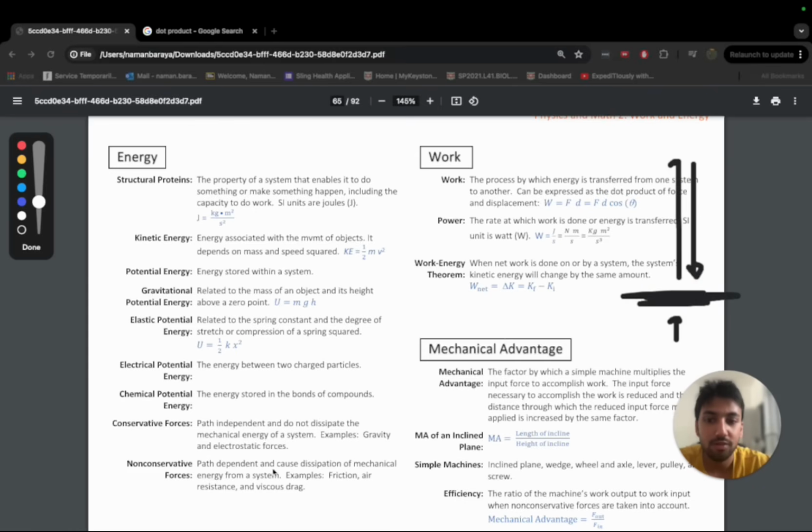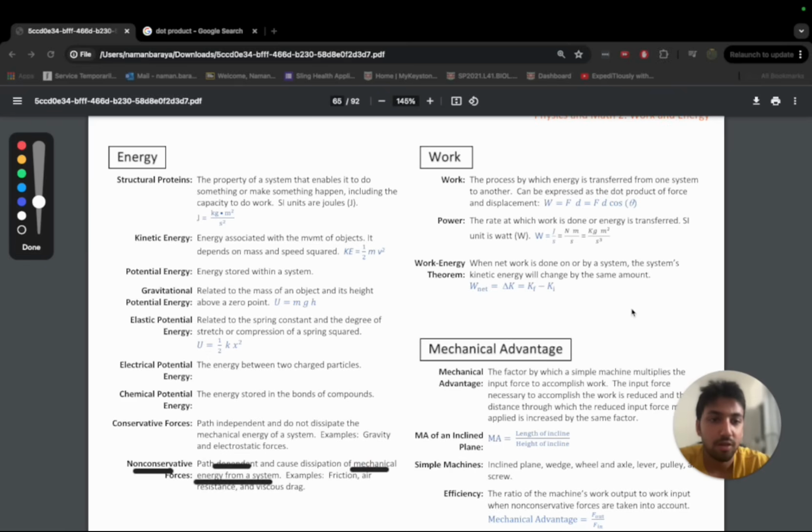But you can compare that to non-conservative forces, and these are path dependent, and they cause dissipation of mechanical energy from a system. So you can imagine that, let's say I have a chalkboard, and I'm using chalk to write a lot of things. Basically, I'm causing dissipation of mechanical energy from that system by constantly writing and causing friction on that.